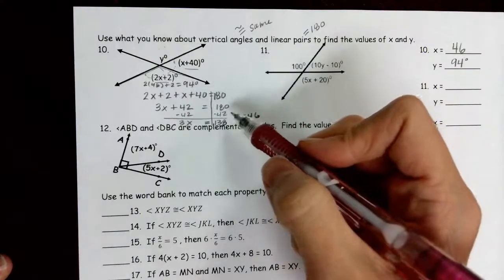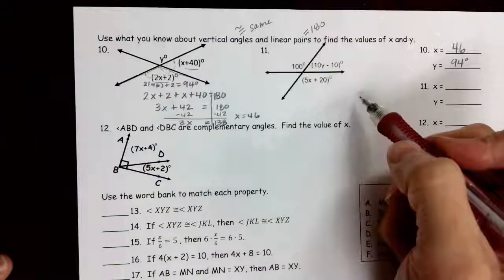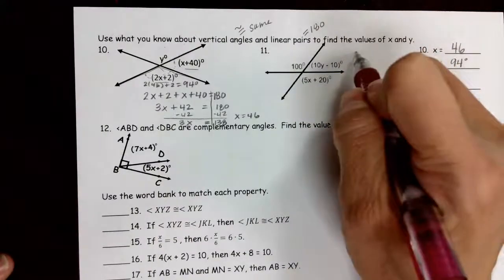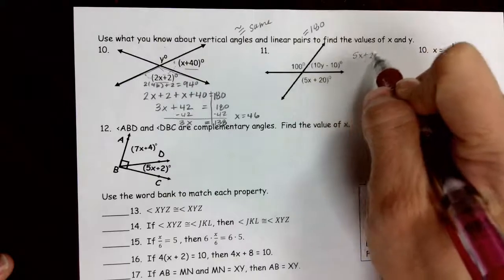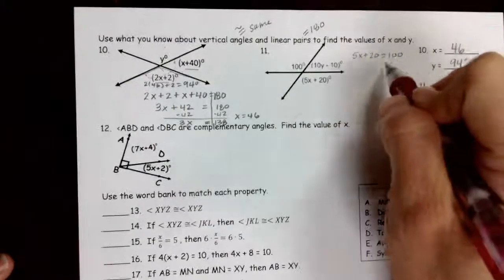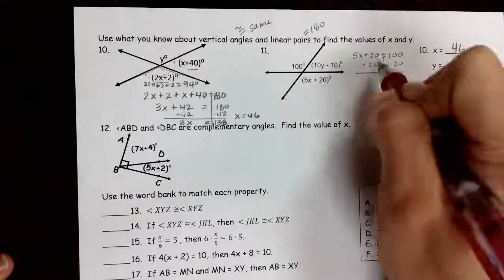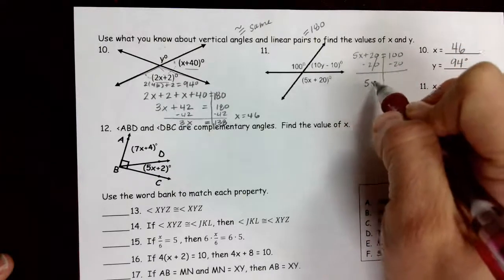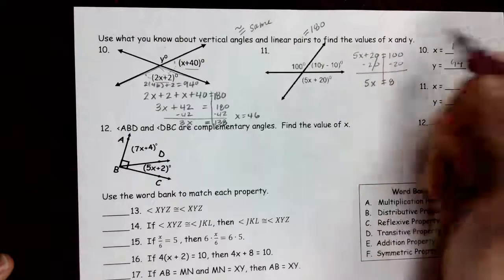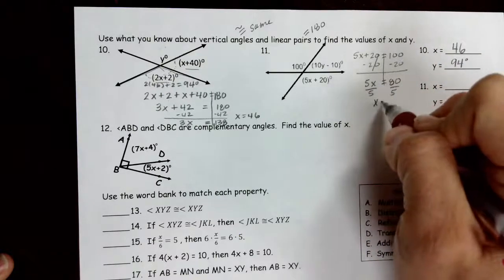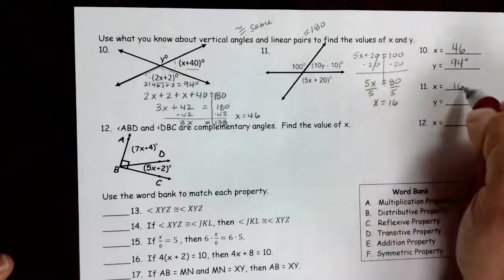Okay, so let's use that idea when we move to number 11. We said vertical angles are congruent to each other. So I'm going to say 5x plus 20 has to be equal to 100. To solve here, I subtract the 20 from both sides. These will cancel out. I have 5x is equal to 80, and when I take 80 and I divide by 5, I'm going to find that x is equal to 16.